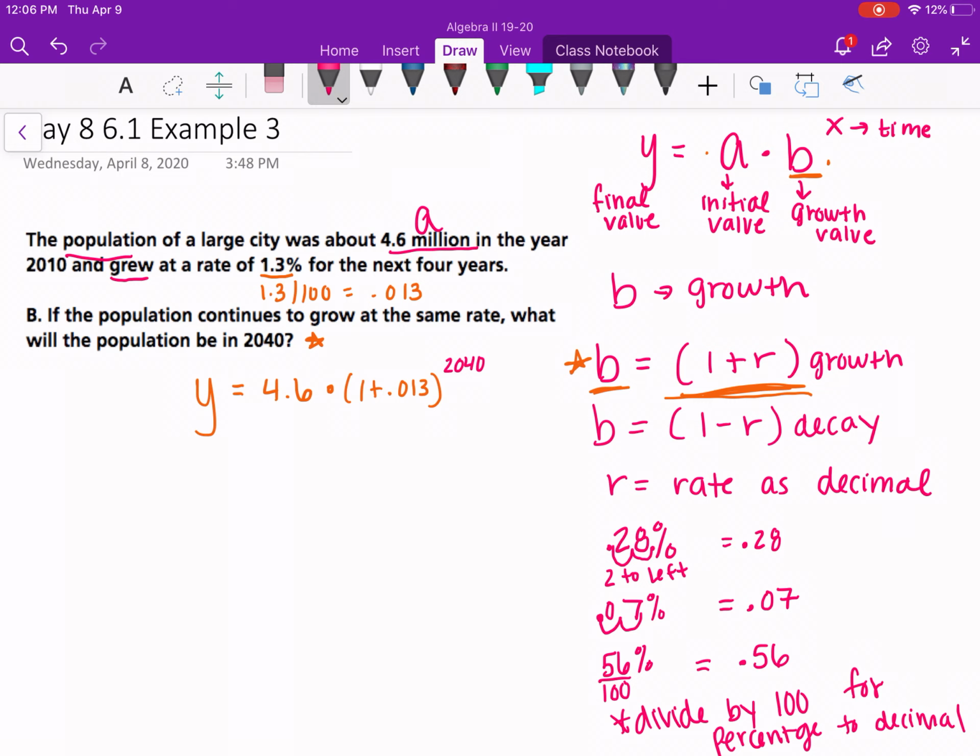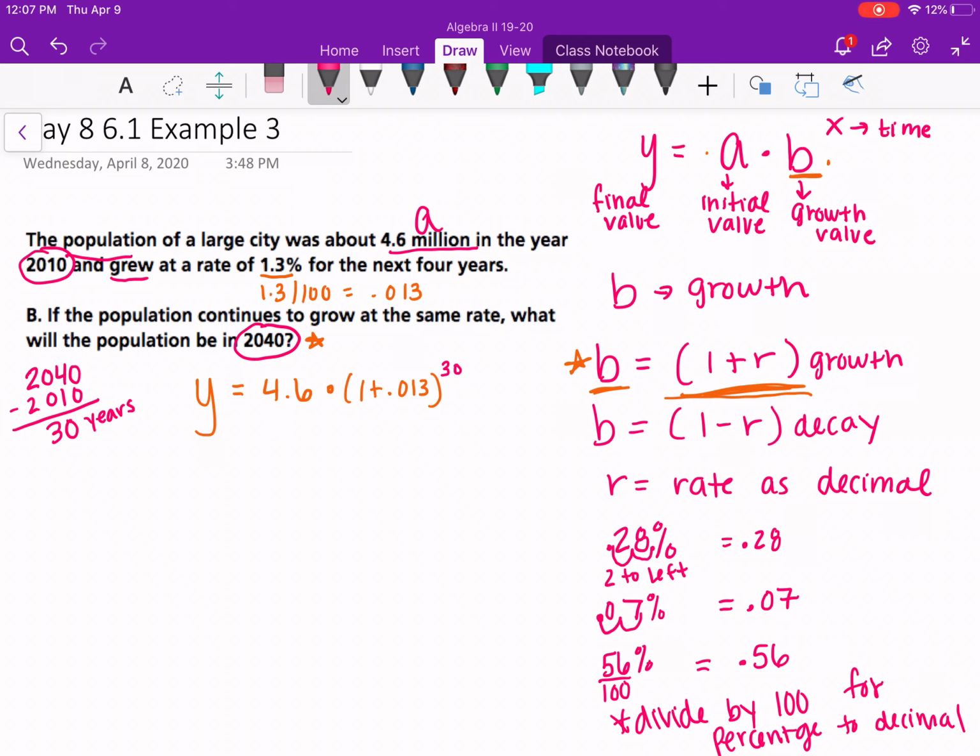The answer is actually in the comparison of the years, okay? If it was 4.6 million people in 2010, and I want to know what the population is in 2040, it's the 2040 minus the 2010 that tells me that I'm measuring the growth of the population after 30 years, okay? So my time is actually 30. And then the best part is once you're here, you just throw this all in a calculator, okay?